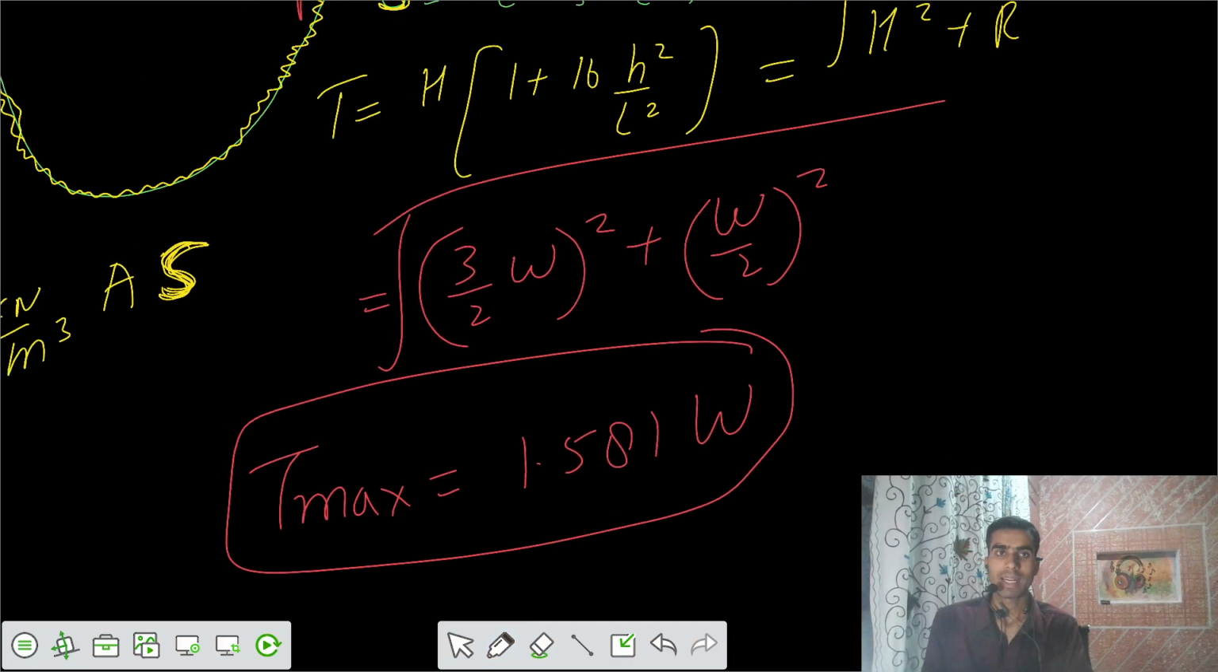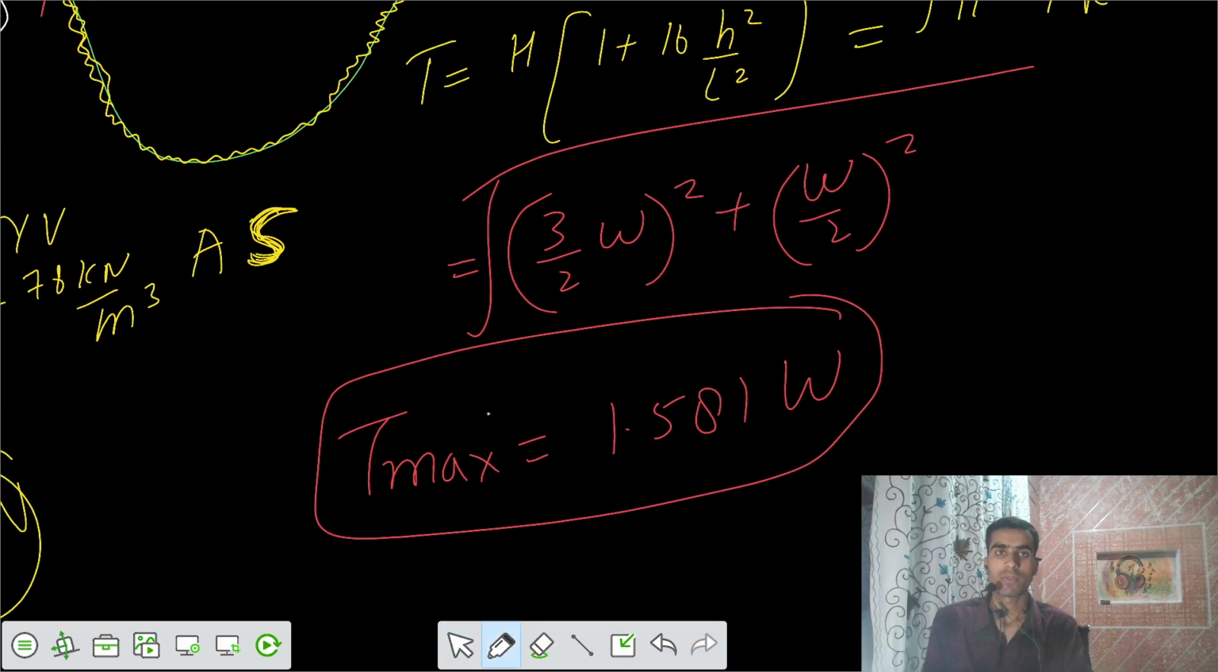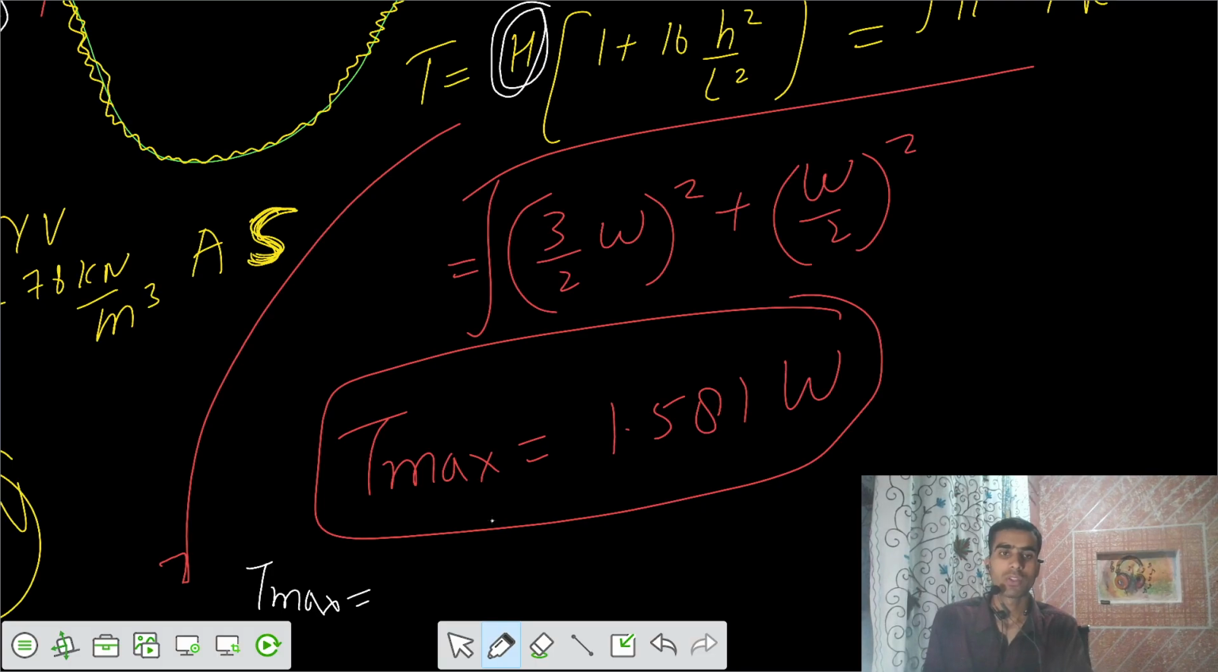Second approach: you can solve it by the equation we derived. If you use this equation also, T max would be equal to, now for that you need to get the value of H first. So let's say H was equal to 3/2 of W. Then we have that factor of 1 plus 16 times h square by L square.